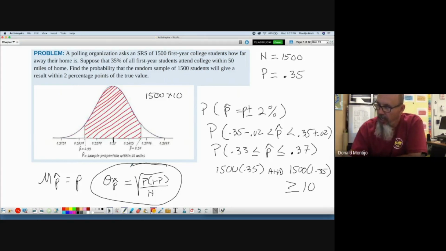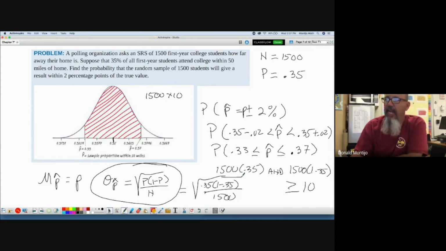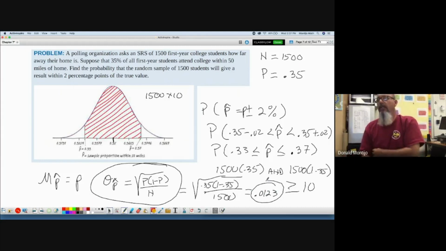So I need to just plug and chug now. I'm going to take the numbers and put them in: 0.35 times 1 minus 0.35, divided by 1,500, and square root that to get the standard deviation. And I'll find that the standard deviation is 0.0123. I'm not going to show you how to punch that into the calculator because I trust you can push buttons. So the standard deviation is 0.0123.